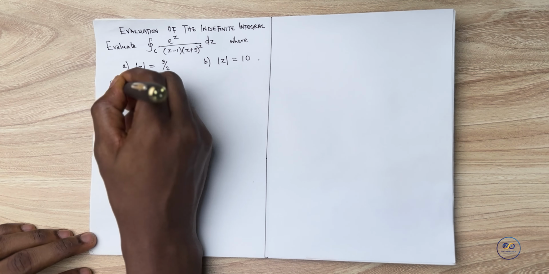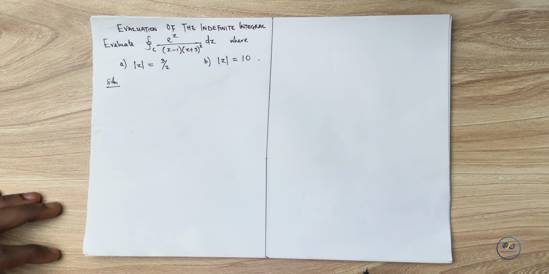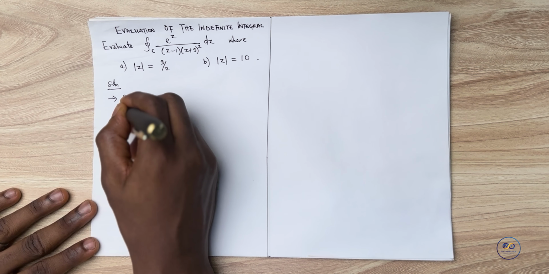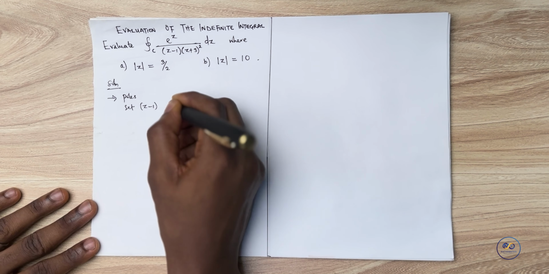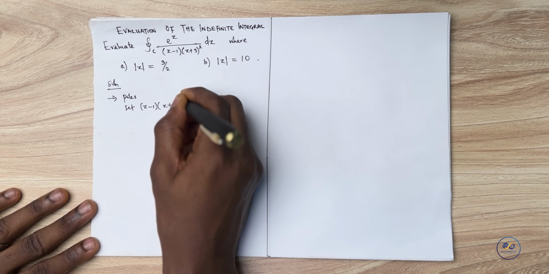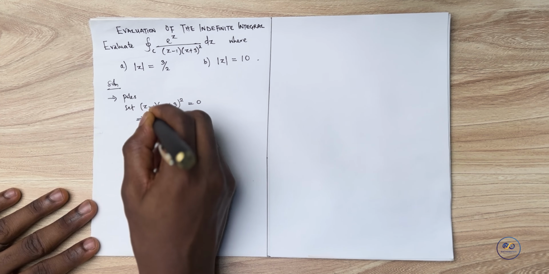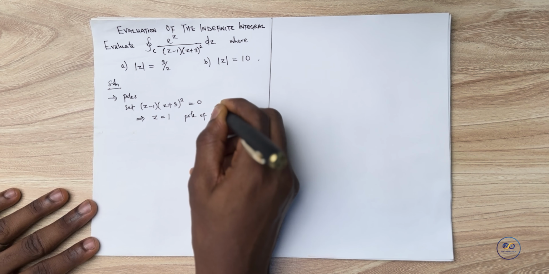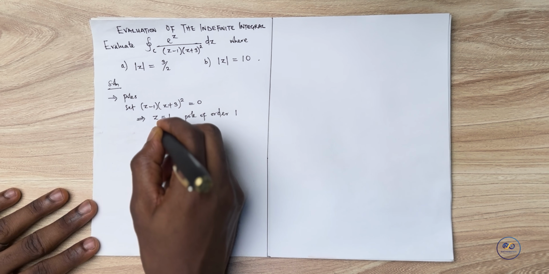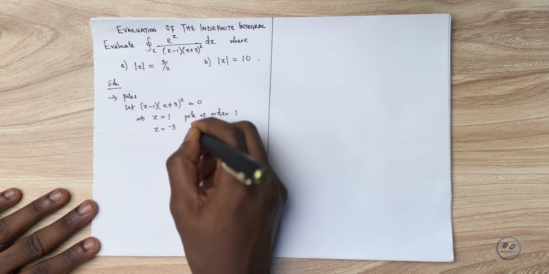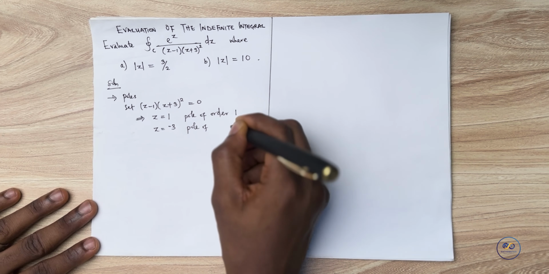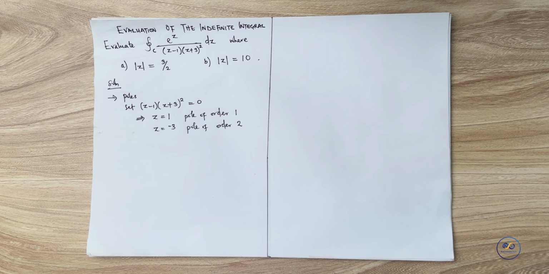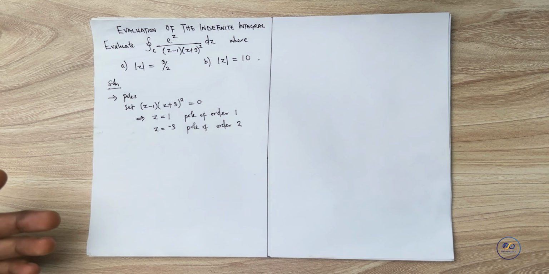Now, the very first thing we do is to find our poles. We'll set the denominator to 0 and evaluate as such. From here, we can easily see that z equal to 1 is a pole of order 1, hence it's a simple pole. Then we have z equal to minus 3. This is a pole of order 2. Those are the two distinct poles we have, and their orders.